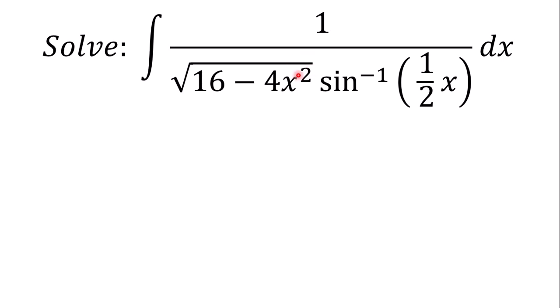This indefinite integral question here looks a little bit scary. Yeah, indefinite integral of maybe 1 over square root of 16 minus 4x squared times sine inverse of 1 over 2x. Yeah, it's a little bit scary.